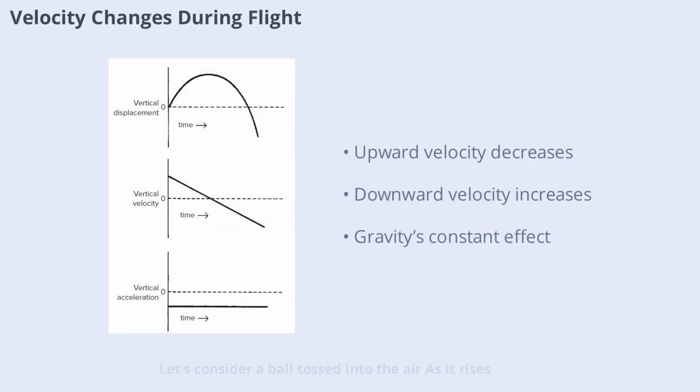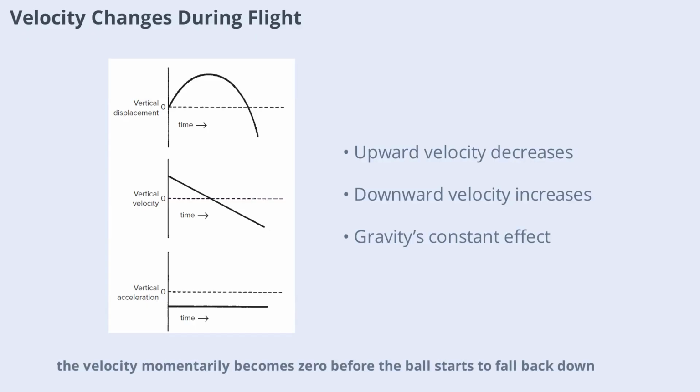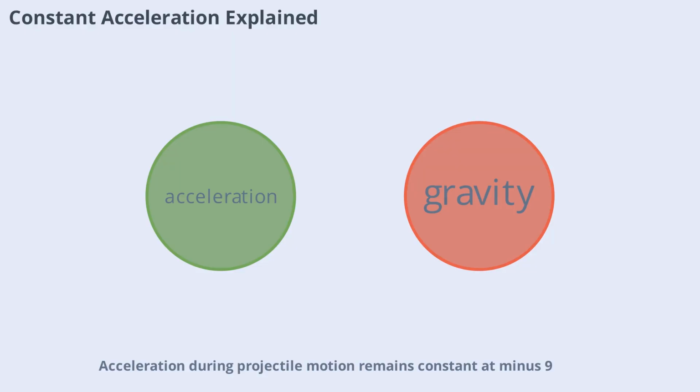Let's consider a ball tossed into the air. As it rises, its velocity is positive and directed upward, but it gradually decreases due to gravity. At the peak, the velocity momentarily becomes zero before the ball starts to fall back down. On the way down, the velocity is negative and directed downward, and its speed increases as it approaches the ground. This change in velocity is a direct result of the constant acceleration due to gravity acting on the ball throughout its flight. Acceleration during projectile motion remains constant at minus 9.81 meters per second squared.